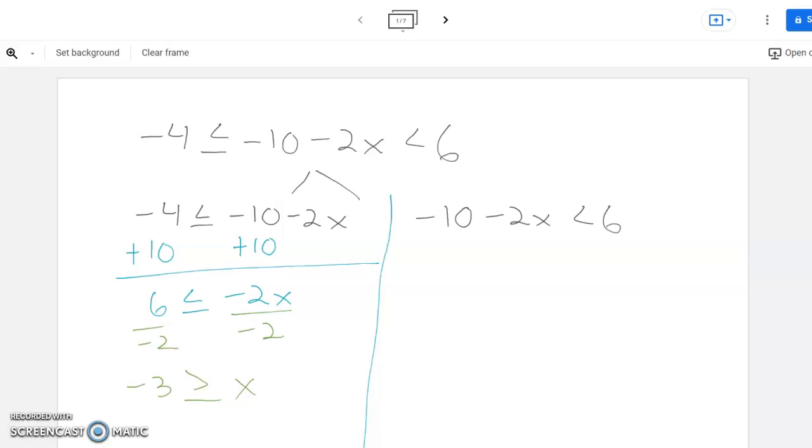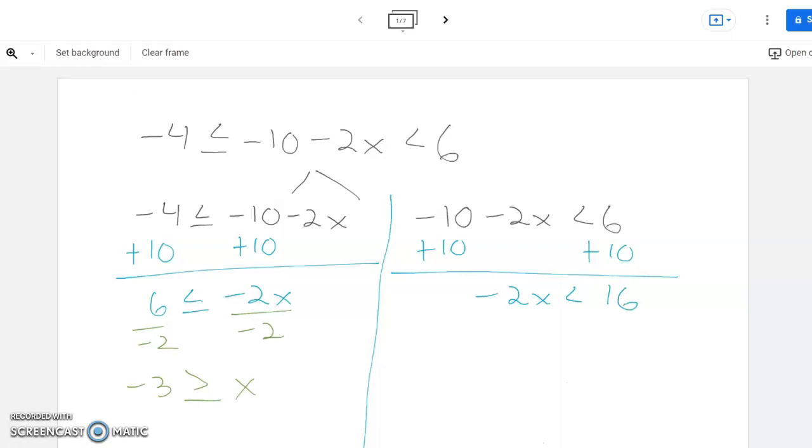And I could also write it the other way, where the variable's first, but I'm going to keep it like this for now. You guys will see why in a minute. All right, now I'm going to solve this other inequality, and surprisingly, I should be solving it the same way that I solved the first one. I would start by adding 10 to both sides. Only now I get negative 2x is less than 16.